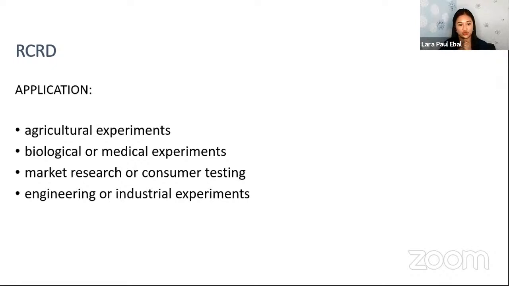Then market research or business. For example, you want to compare different brands, and the price is the response variable. The blocks could be the different department stores or different malls. And then in engineering or industrial experiments, maybe you want to compare different levels of temperature, and your block would be the different brands of machine. So those are some applications of using this RCBD.